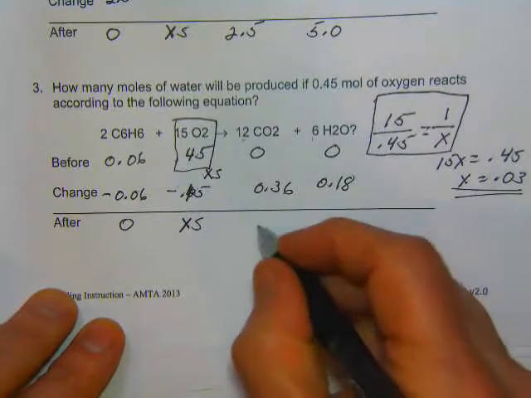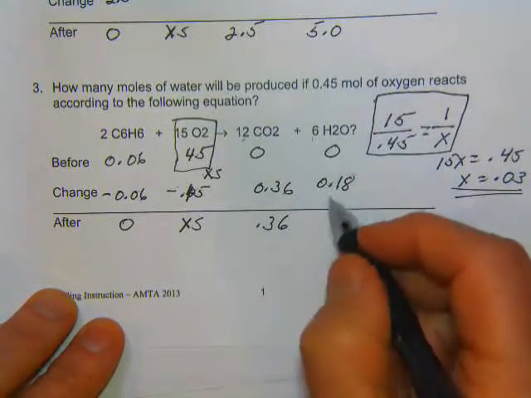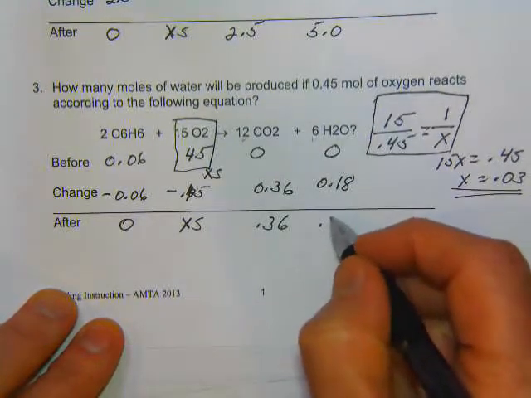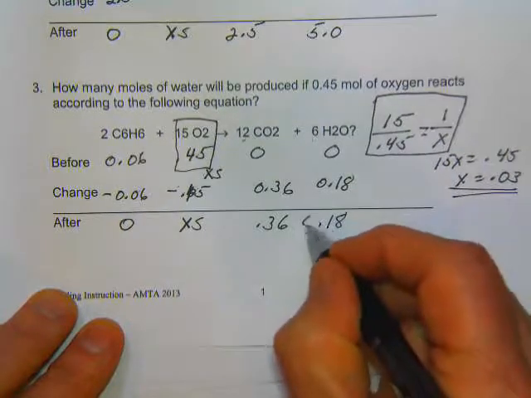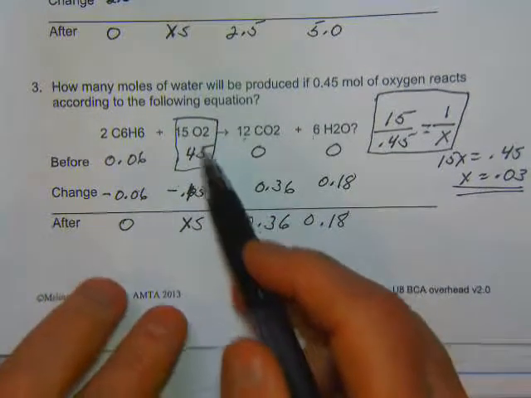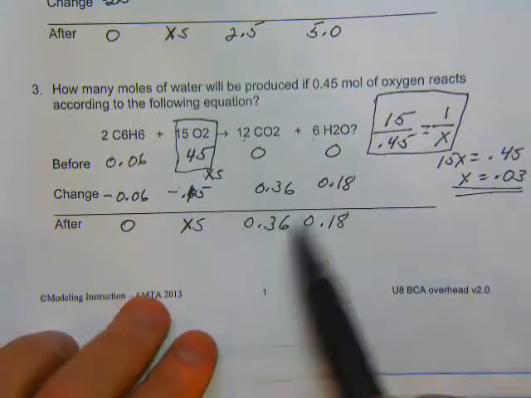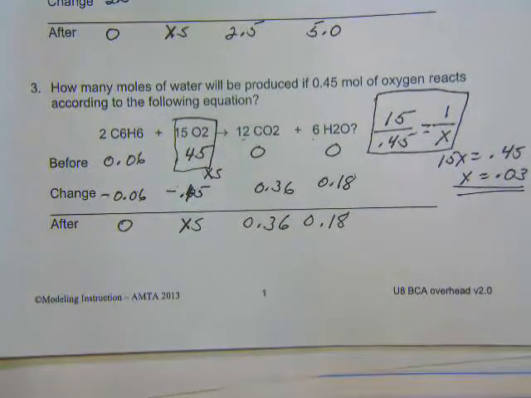And we produced 0.36 moles of carbon dioxide and 0.18 moles, and I guess I should put the zeros there, of water. And again, it's this relationship of the given. You've got to find out what 1 mole is worth. So this is the before, change, and after method. I'm going to call it a tabular way of looking at stoichiometry instead of doing the typical dimensional analysis. So until next time, we'll catch you later.